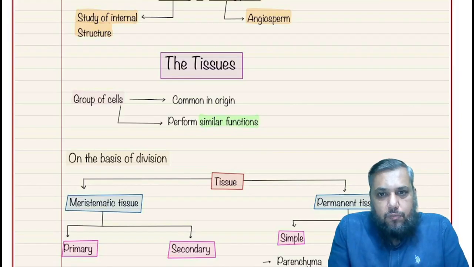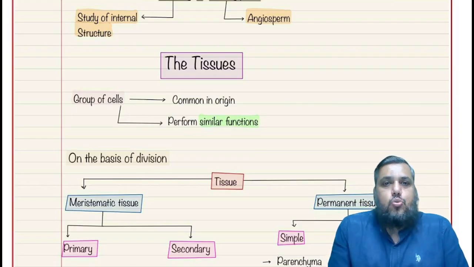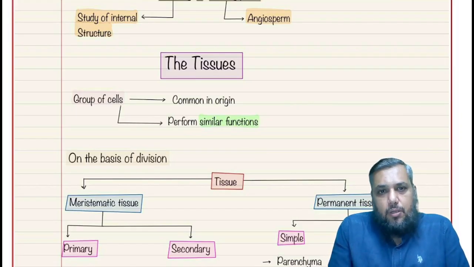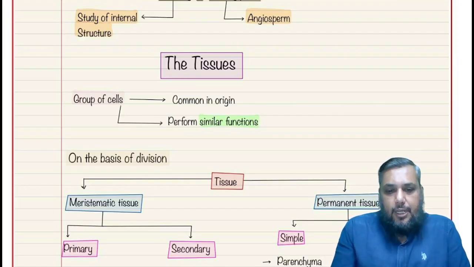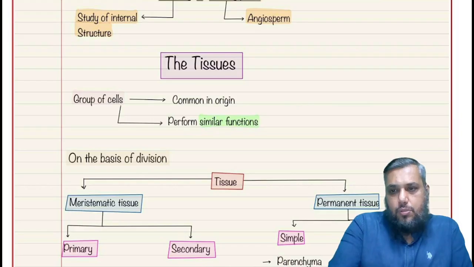As you are all familiar with the definition of a tissue, what is a tissue? It's a group of cells which perform similar functions and have a common origin. Like in animals, we have ectoderm, mesoderm, and endoderm. Even in plants, we have layers called dermatogen, periblem, and plerome. From these arise the different types of tissues.